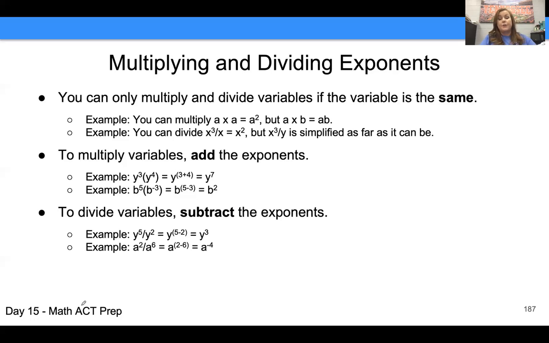Here, a to the 2 over a to the 6. 2 minus 6 is going to give us negative 4. So technically, this would be equal to 1 over a to the 4th. Because sometimes you're going to get problems that say, make sure your answer is only with positive exponents. So if it's a to the negative 4, you just drop it down to the denominator. That's another lesson, but a little hint there for you.